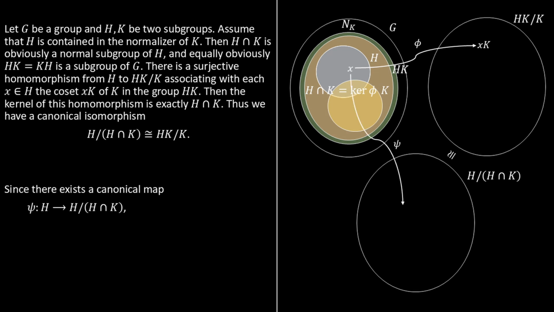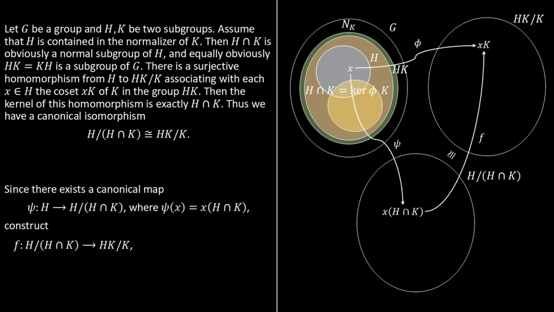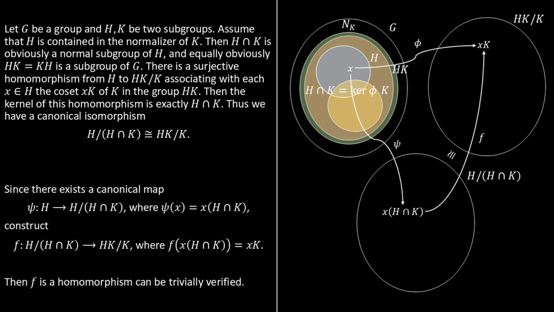Since we know that there exists a canonical map psi from H to H mod H ∩ K, where psi of x equals x(H ∩ K), whose kernel equals H ∩ K, we can construct a map f from H mod H ∩ K to HK mod K, where f of x(H ∩ K) equals xK. Then f being a homomorphism can be trivially verified.